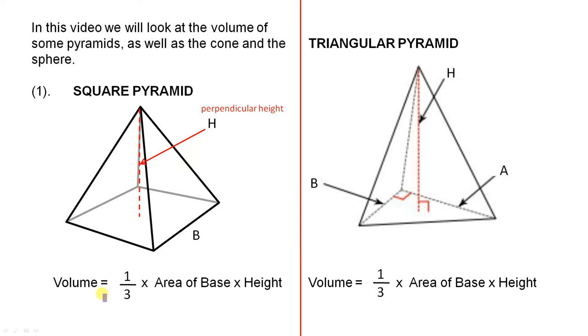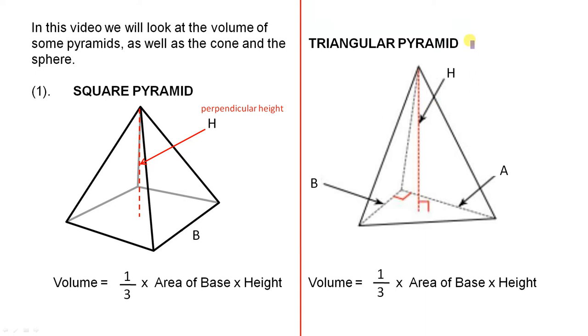To work out the volume, we just use this simple formula here. Volume equals a third by the area of the base by the height. That's basically it. It's very, very straightforward. And once you're given the necessary measurements, that's quite straightforward.